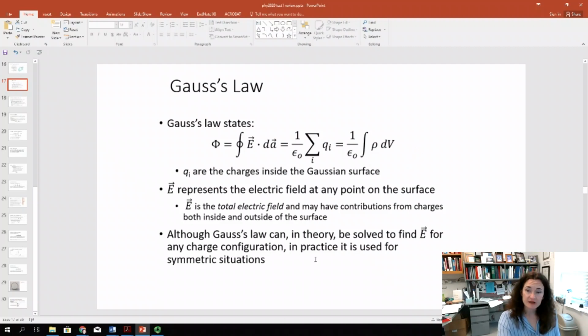In theory, it can be used to find the electric field for any charge configuration. But in practice, it's easier to use Gauss's law only if you have very symmetric distributions, like spheres or concentric spheres, or cylinders or concentric cylinders, or line charges, or planes. So those are the kinds of things that you typically use Gauss's law for. And remember that we went through all those simple geometries in class, and they're also in your book. So you should definitely review those for the test.